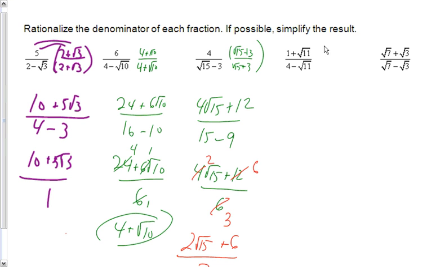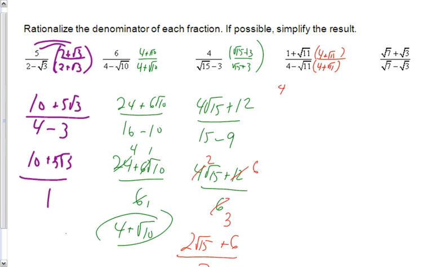Here we got a little bit more of a problem because we have a binomial on the top. Well, the conjugate of the bottom is 4 plus radical 11. We do not worry about the top. It's still 4 plus radical 11. Can only multiply by a form of 1. The top, we have to actually distribute out.